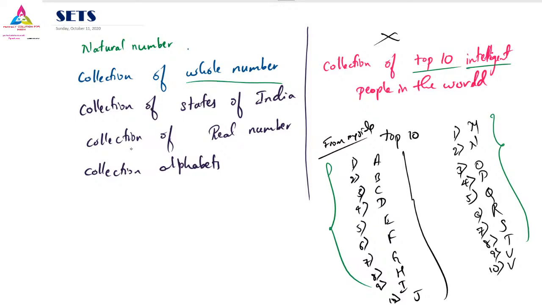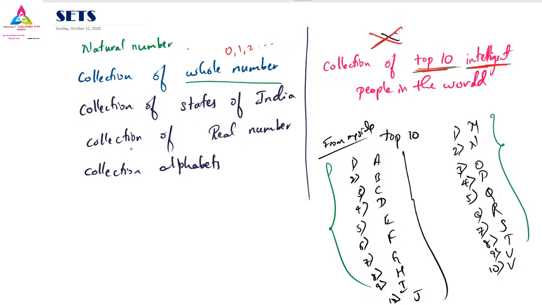For example, the whole numbers: if you go from India to any other country, the whole numbers will not change, they will remain the same, starting from 0, 1, 2 and so on. So what about the top 10 intelligent people? I can say I am the intelligent one, and you can say you are the intelligent one. So there will be no universal truth behind this. Understood? Therefore, this is not a set.